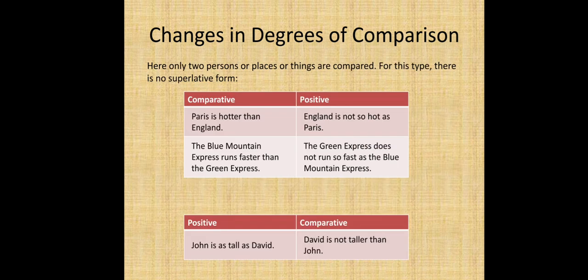Now, here only two persons, or places or things are compared for this type. There is no superlative form, only comparative and positive. Like Paris is hotter than England. So here I have compared Paris is hotter. Now, positive, England is not so hot as Paris. Now, let's suppose if a positive sentence is John is as tall as David. So I can change this to comparative. David is not taller than John.